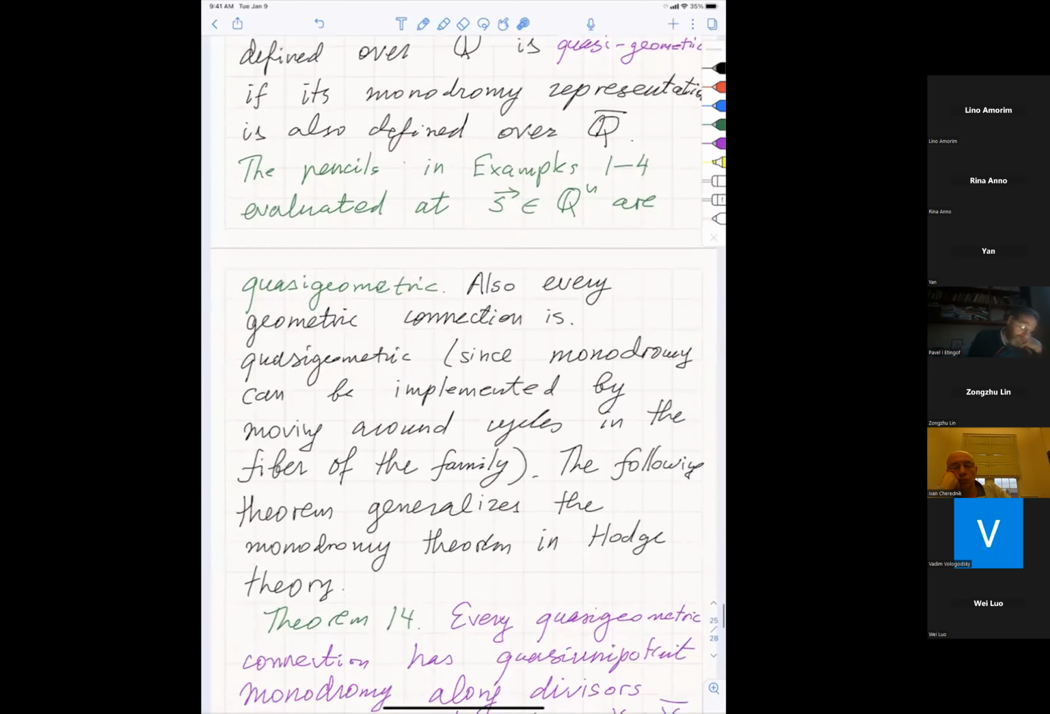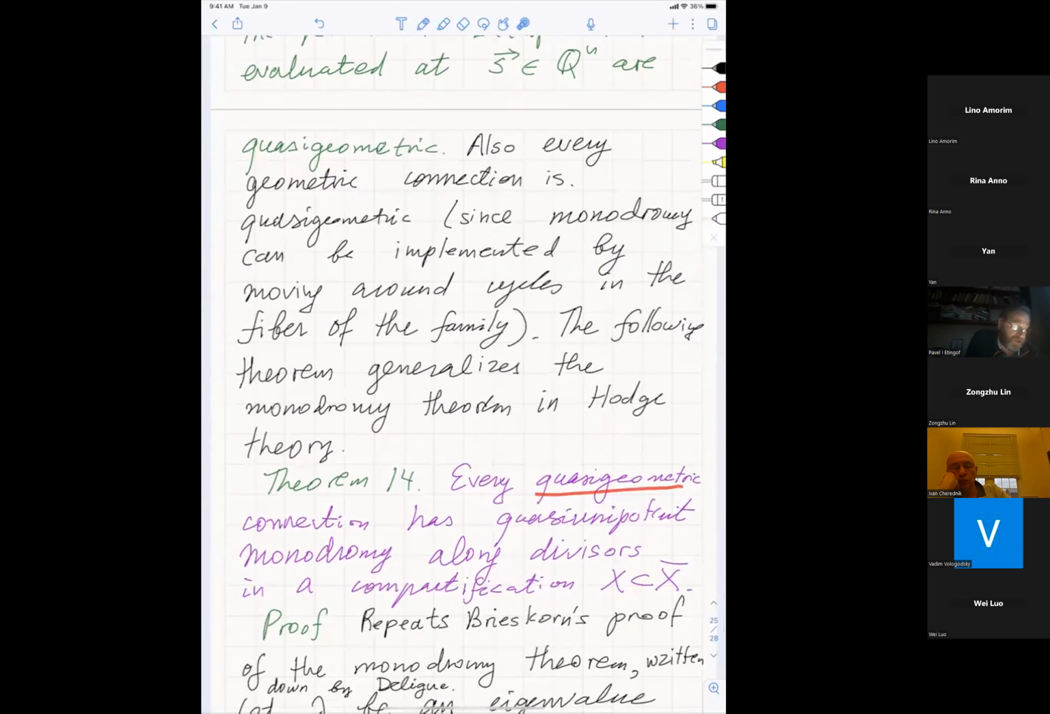And here is a theorem which generalizes the monodromy theorem in Hodge theory. In Hodge theory, we have this basic theorem that the Gauss-Manin connection monodromy is quasi-unipotent around divisors on the base. This theorem says that, in fact, this property holds for quasi-geometric connections. So every quasi-geometric connection has quasi-unipotent monodromy along divisors in a compactification of the base.